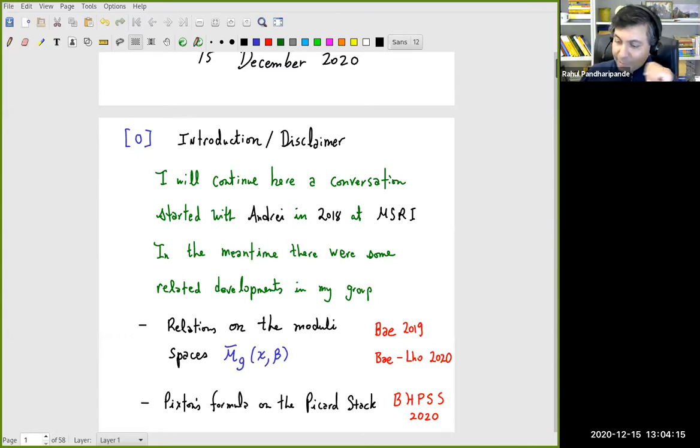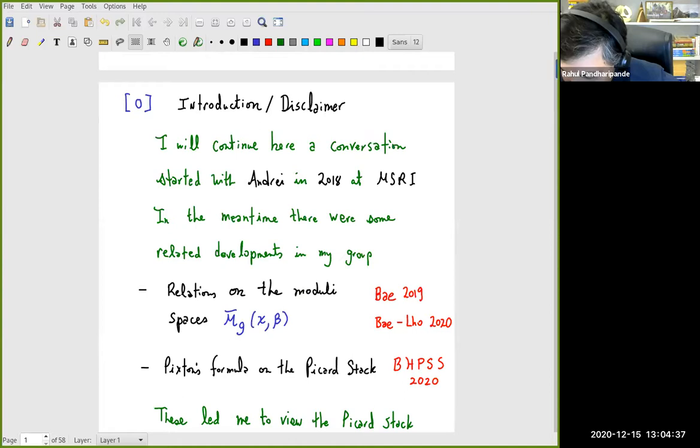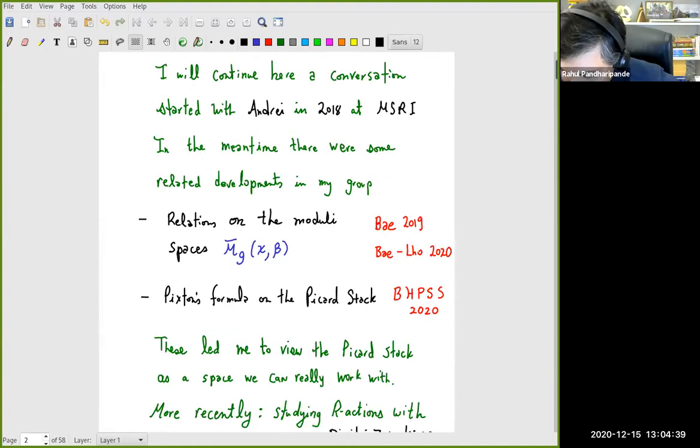And then the thing that was somehow important for me, mostly psychologically, was this paper that was put on the archive this year. That's Bay, Holmes, myself, Schmidt, and Schwartz. And that was we prove a version of Pixton's formula on the Picard stack. And this made me somehow feel more comfortable with the Picard stack. So maybe this was slightly psychological.